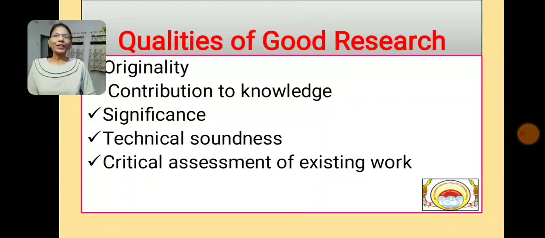And critical assessment of existing work. Actually, existing work is a base of research. While doing the research, the researcher should use a review of literature, and on the basis of that, one should try to present something new in a different manner. That is also a good quality of research.